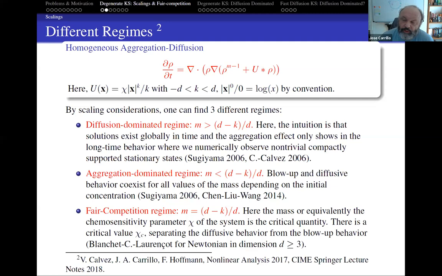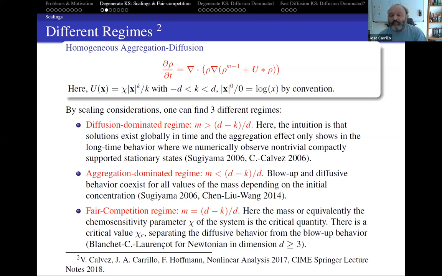I'm normalizing the mass in most of my talk, just because I like to think about this as a steepest descent of probability measures. So then the critical parameter is chi, and if chi is less than a certain value, then you have global existence. If chi is larger than a certain value, you may expect to have blow up, and for the critical value, certain interesting things may happen.